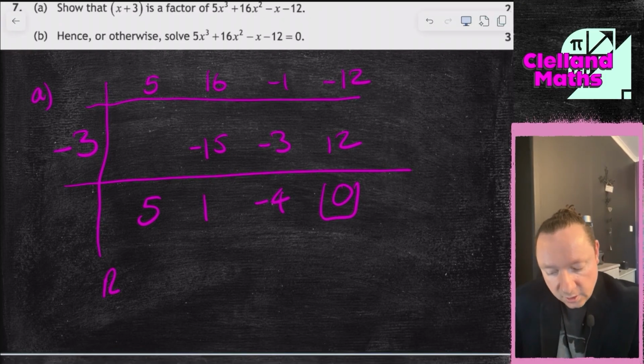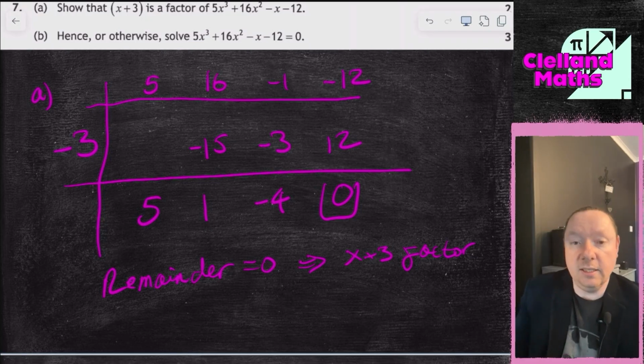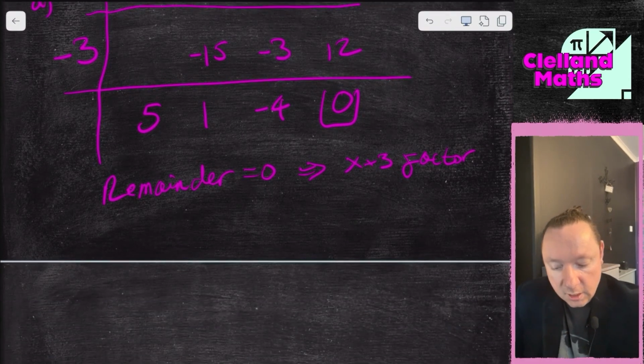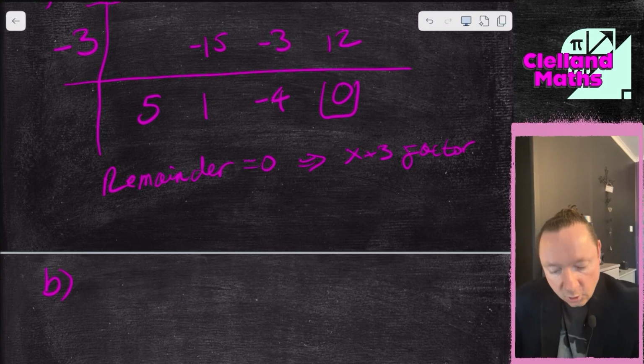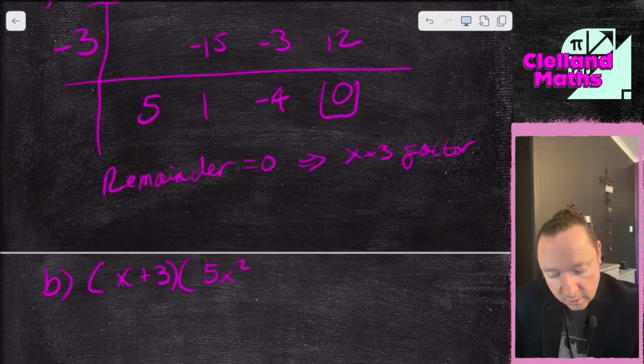So since the remainder equals 0, that implies that x plus 3 is a factor. Well, the way you could say that is f of minus 3 is 0, so x plus 3 is a factor. Now we have to solve it, and it's the same equation. So for part B, we've already got x plus 3 as a factor, so I'll just write that again. And then we've got 5, 1, minus 4, 5x squared plus x minus 4 equals 0.